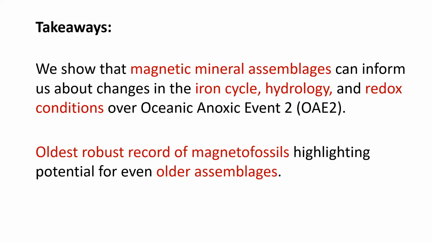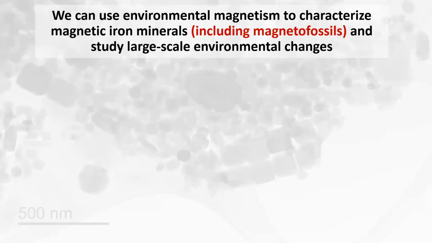My takeaway here: we show that magnetic mineral assemblages can inform us about large-scale changes in iron cycle, redox conditions, and hydrology over OAE2 at Holland Park. We also show the oldest robust record of magnetofossils, highlighting the potential for even more of these critters in the rock record. All right, so today I showed you two examples of how we can use environmental magnetism to start to piece together these large-scale environmental changes that happen over these global warming events, particularly iron cycle, redox conditions, hydrology, nutrient conditions, and organic matter.